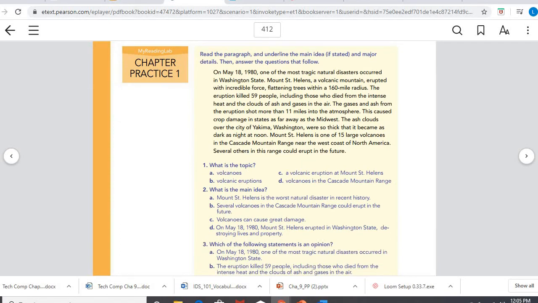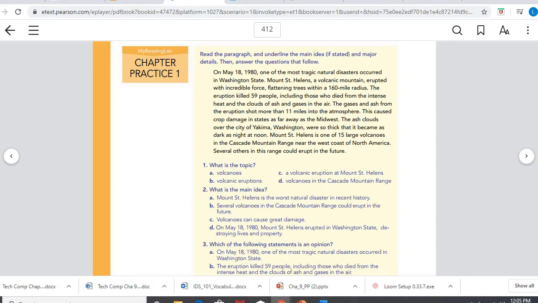On May 18, 1980, one of the most tragic natural disasters occurred in Washington state. Mount St. Helens, a volcanic mountain, erupted with incredible force, flattening trees within a 160-mile radius. The eruption killed 59 people, including those who died from the intense heat and the clouds of ash and gases in the air. The gases and ash from the eruption shot more than 11 miles into the atmosphere. This caused crop damage in states as far away as the Midwest. The ash clouds over the city of Yakima, Washington were so thick it became as dark as night at noon. Mount St. Helens is one of the 15 large volcanoes in the Cascade Mountain Range near the west coast of North America.